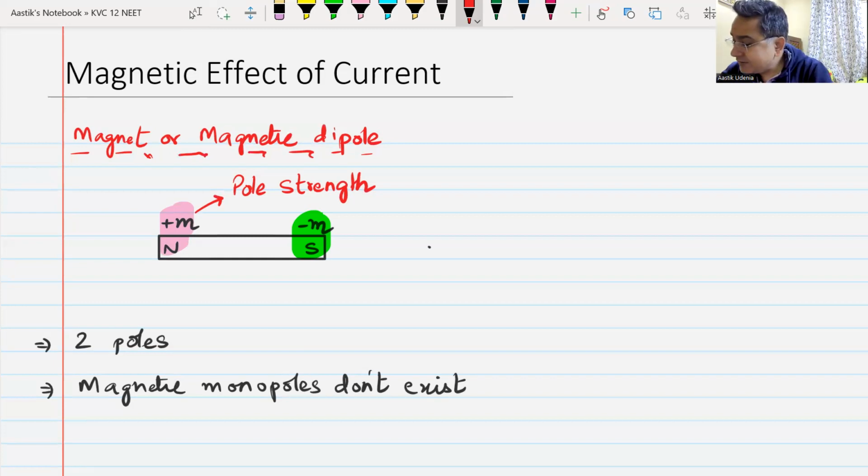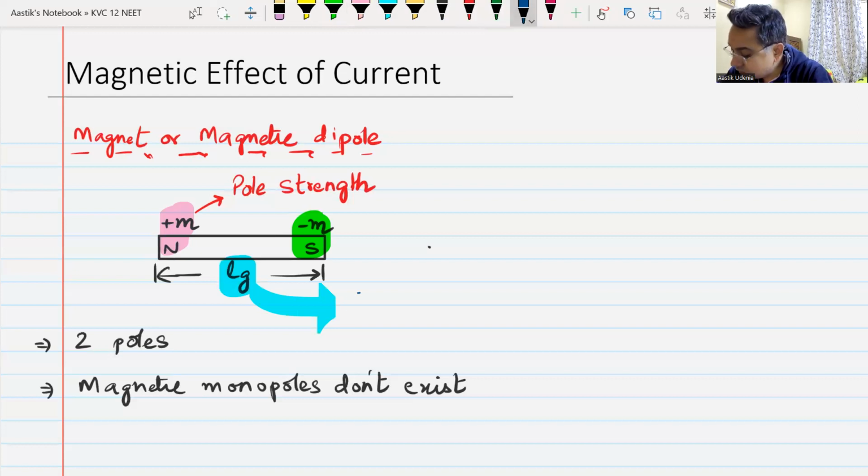Now every magnet has a length. This is known as Lg. This Lg is the total length of the magnet. We call it the geometric length of the magnet. We understand this? This is known as the geometric length of the magnet.